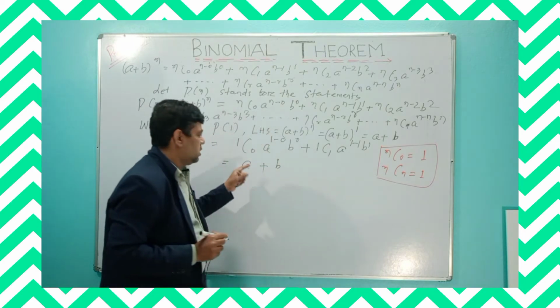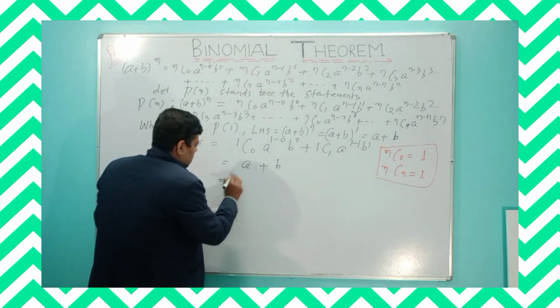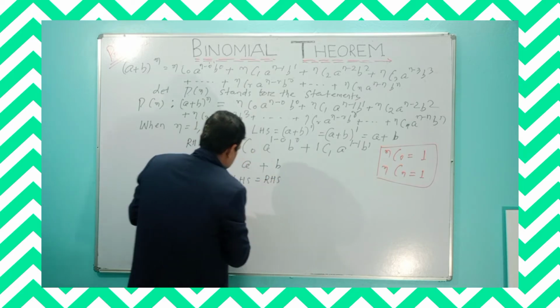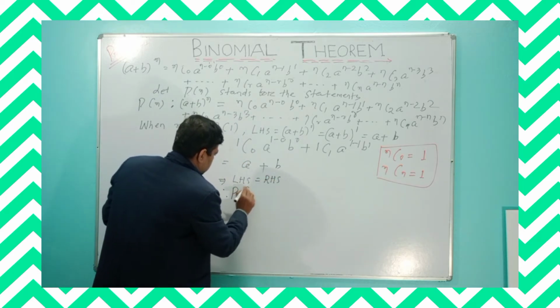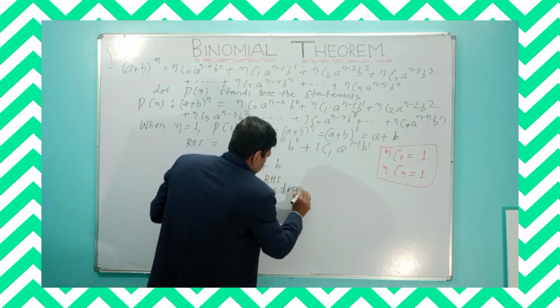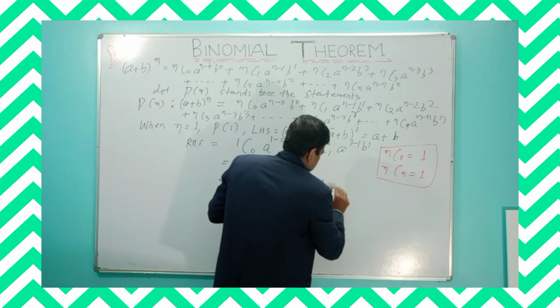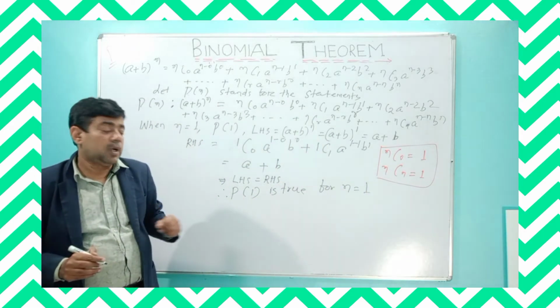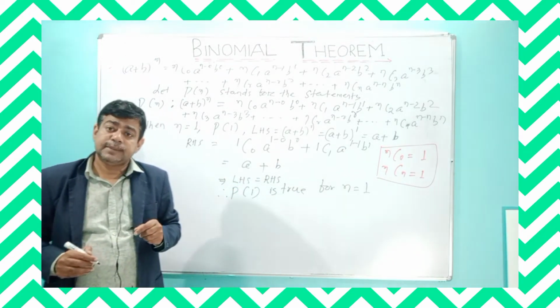Hence we see the LHS is a + b, and the RHS is a + b. That implies LHS is equal to RHS. Hence the statement P1 is true for n equal to 1. So when n is equal to 1, the statement is true. Is it clear? Understand?